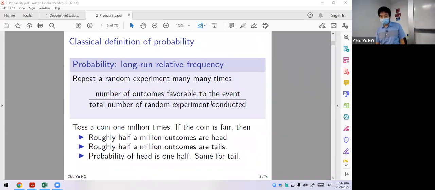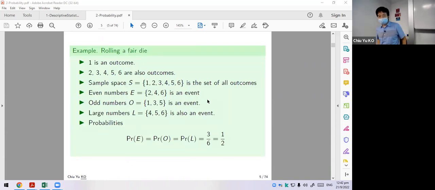Now, let me give some examples of how we define event, sample space and probability. Here, roll a die, a fair die, and the fair die has 6 outcomes, 1 up to 6, right? All the integers there. So 1 is an outcome, 2, 3, 4, 5, 6 are outcomes. Okay, and 7 is not an outcome, and 0 is not an outcome, right? So that's why the sample space is everything we have.